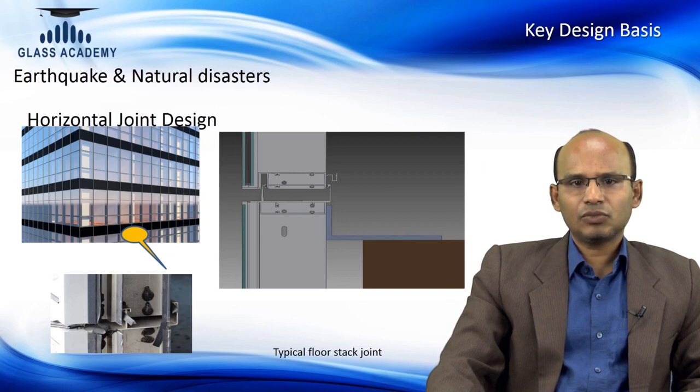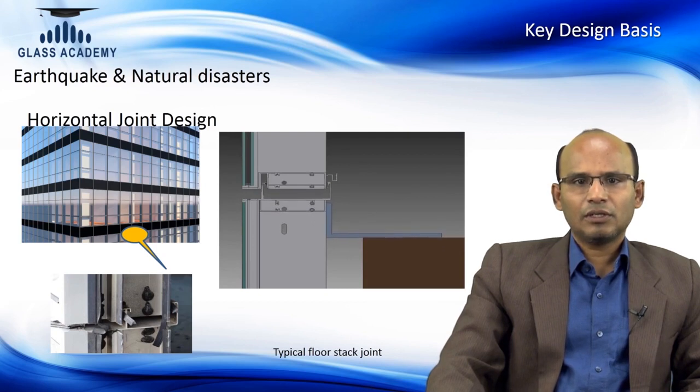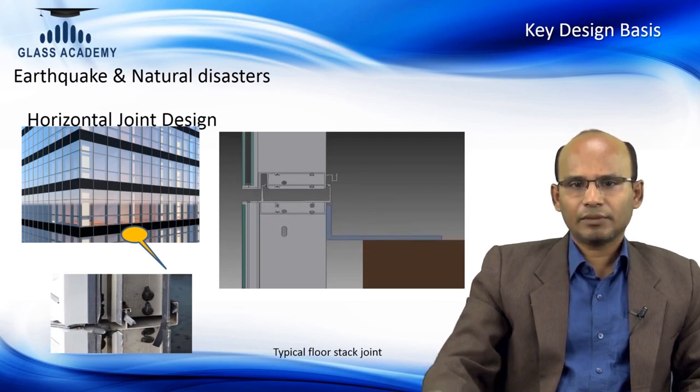As you can see in this video, the panels need to be moving in the vertical direction here, and this vertical movement will take care of that floor to floor movement. And you can see the panel here is not moving, the panel above is vertically sliding. So it's called vertical joint design.